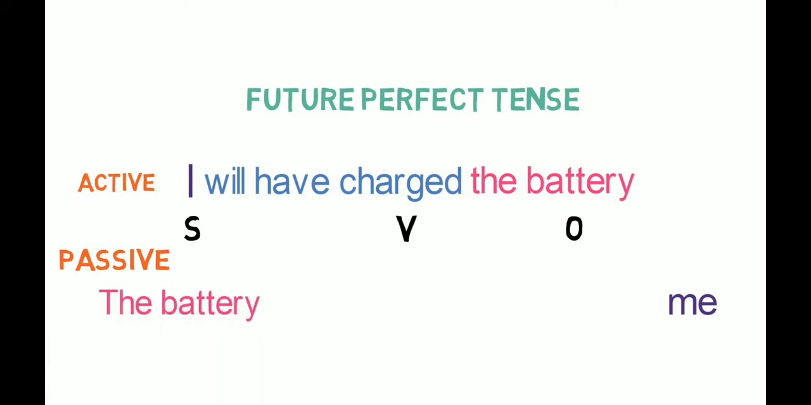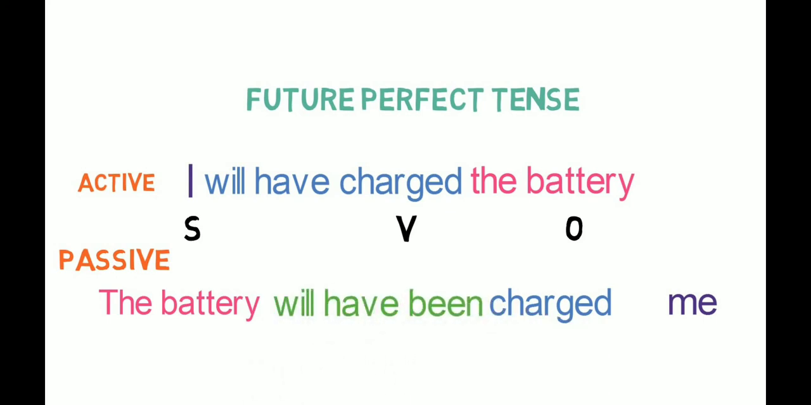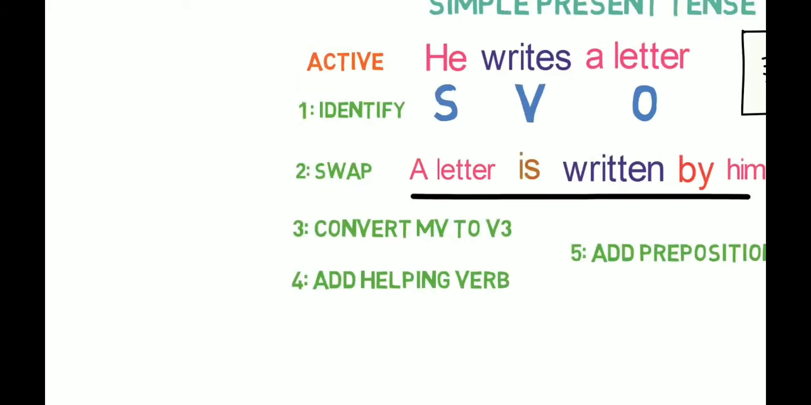Now converting the main verb to third form, it will be charged. Next, adding a suitable helping verb of to be, it will be will have been. Lastly, we need to add by here to make the sentence complete. So the whole sentence is, the battery will have been charged by me.